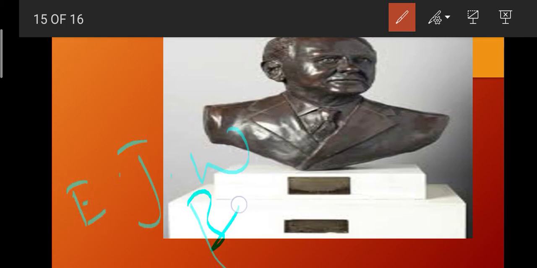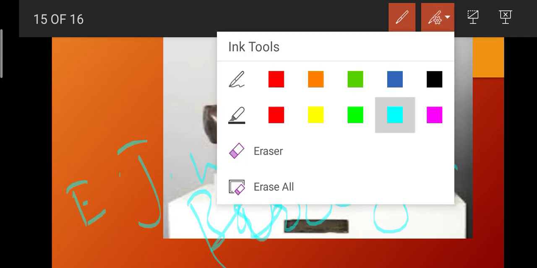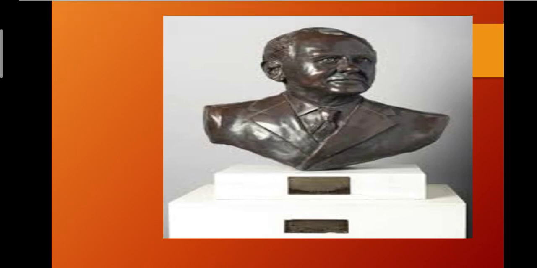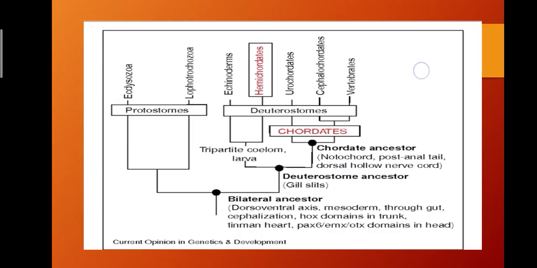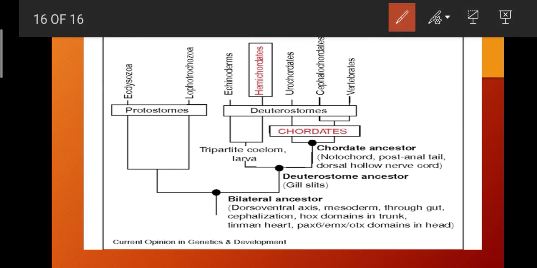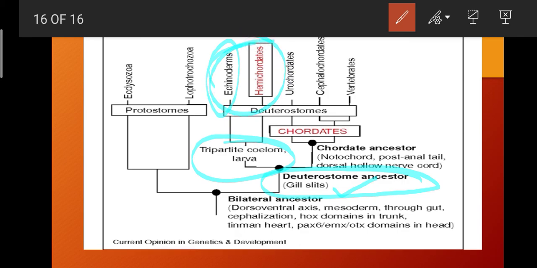This is E.J.W. Barrington, Sir Barrington, and he suggested the Deuterostome ancestry. Here you can easily understand: from here the Barrington hypothesis, or Deuterostome ancestry, starts. He focused on gill slits, and later, according to him, certain echinoderms, and here you can see these echinoderms and hemichordates, evolved, and then finally the chordates came into existence.